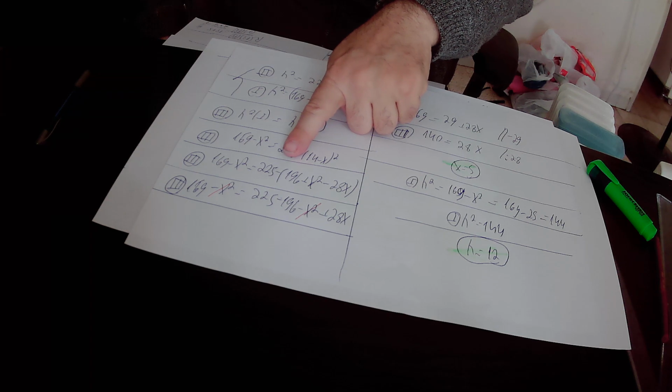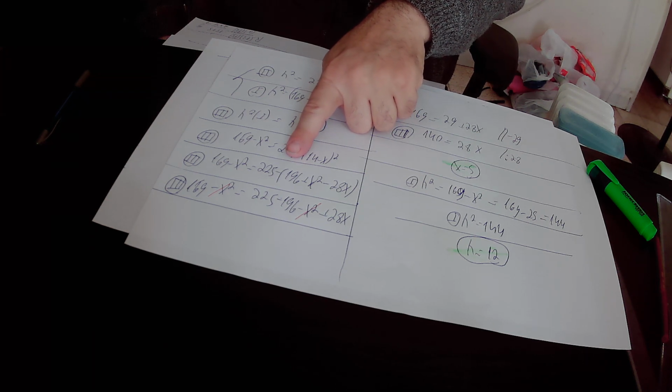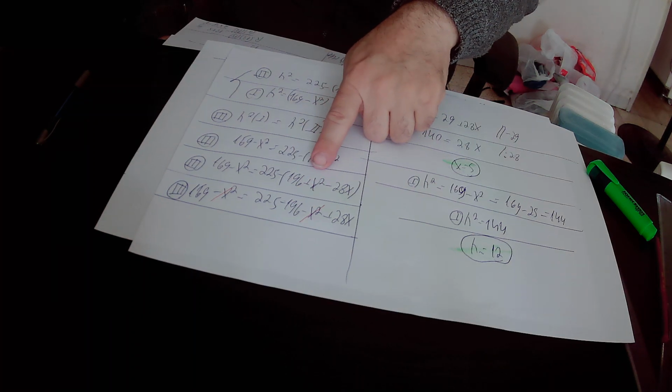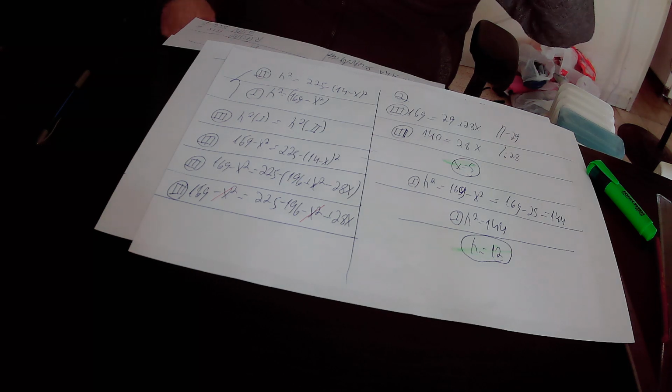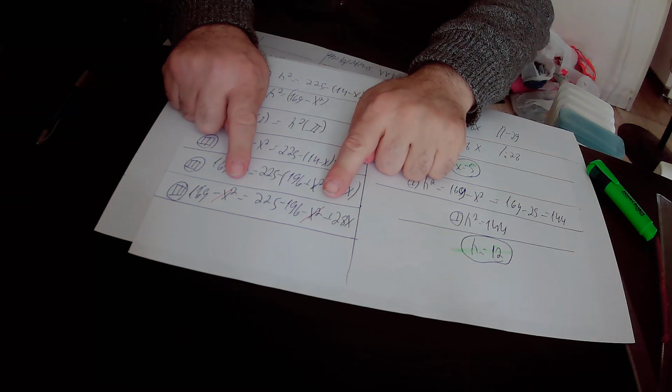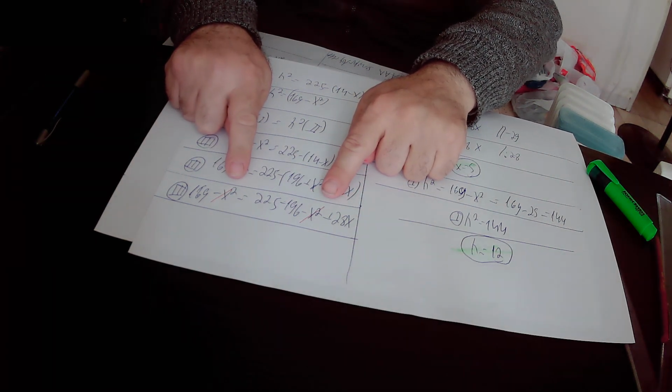We open the brackets here. After we open the brackets, we get here 225 minus 196 minus x squared, minus is plus, so it is plus 28x. Here we have minus x squared on both sides of the equation, so minus x squared will get cancelled.